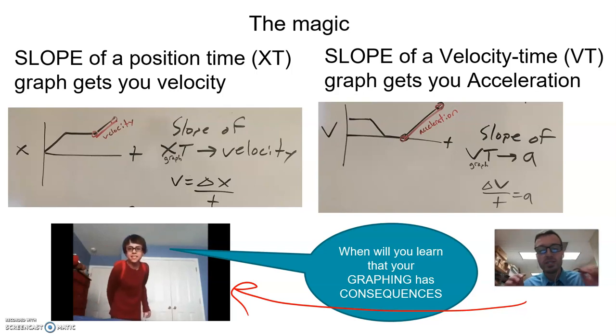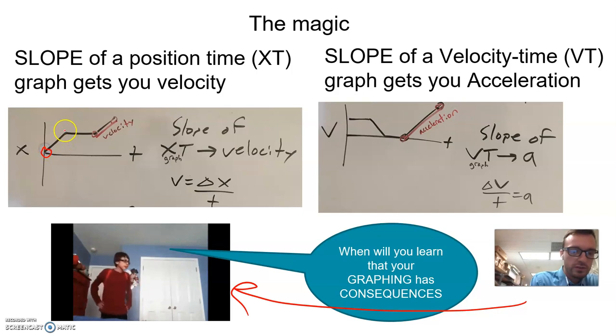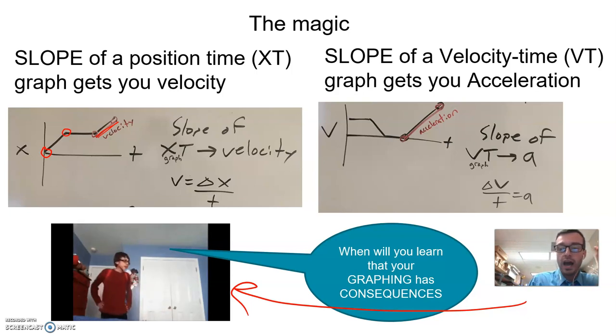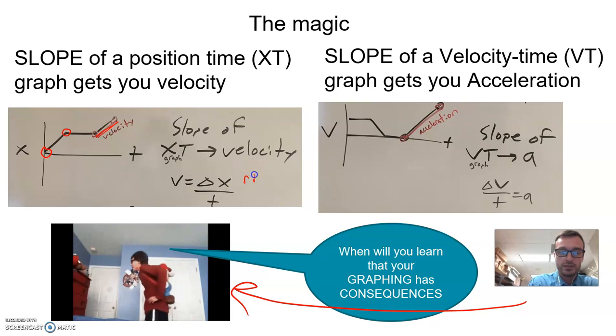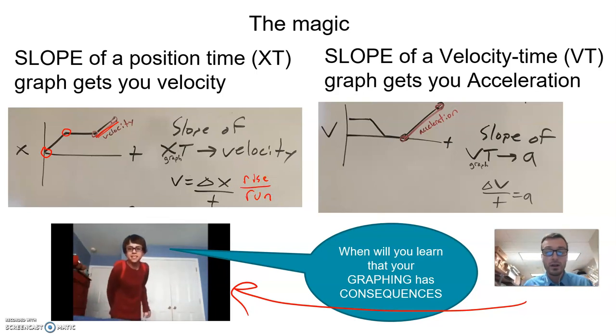But here is the magic of what happens. When we make a graph of position versus time, the slope of that x-t, or position versus time graph, gets us the velocity. Now the question here is why? Well, we know rise over run is slope, right? Well, what's the rise of the graph? X. What's the run of the graph? Time. And so rise over run is x over t. And x over t, by definition, displacement over time, is velocity.